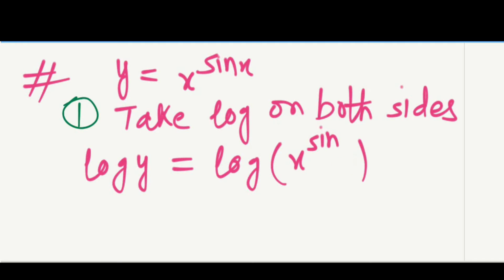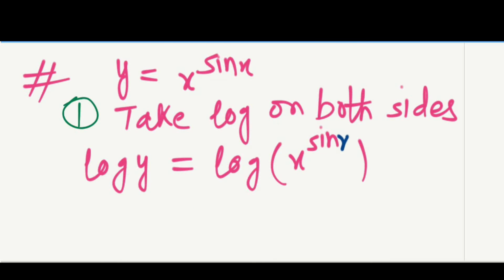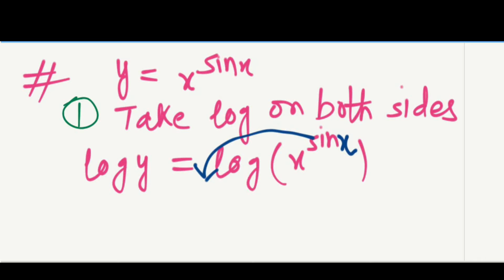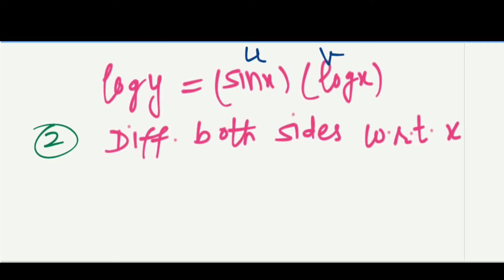Sorry, it should have been x here, not in the base. Now taking log on both sides, it becomes log y equal to log of x raised to power sine x. Again sine x comes to the left side, so you get log y equals sine x log x. You got it? Now the second step is you differentiate both sides with respect to x.